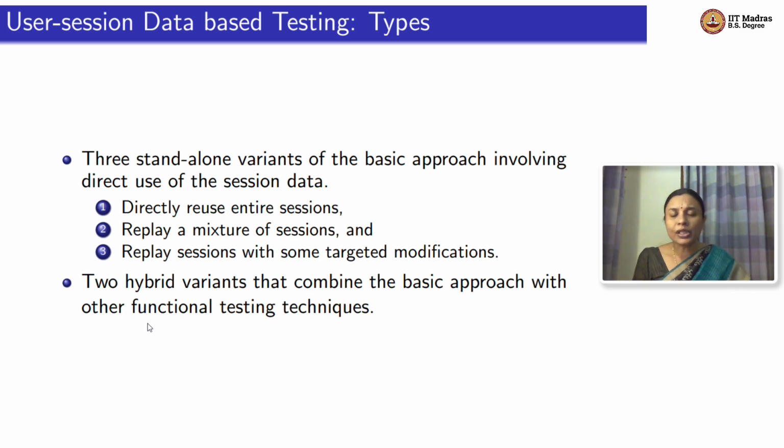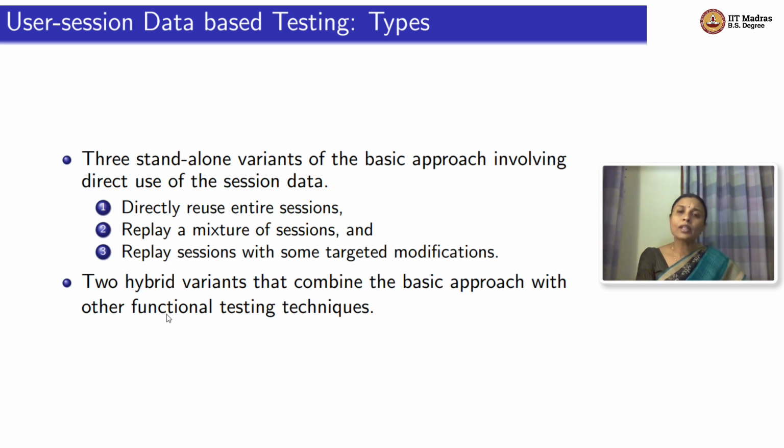So what we're going to teach in user session-based testing are basically three simple variants of a basic approach that involves user session data. One is to directly reuse, one is to save and replay a combination, the other is to save and replay a different combination. Along with that, you can use two different hybrid variants. What do we mean by two different hybrid variants? I'm not going to elaborate on this.